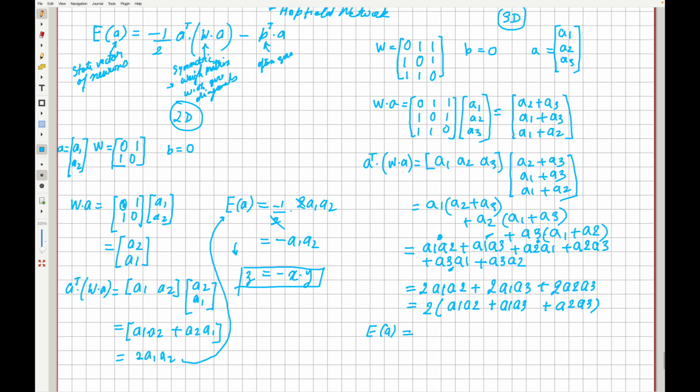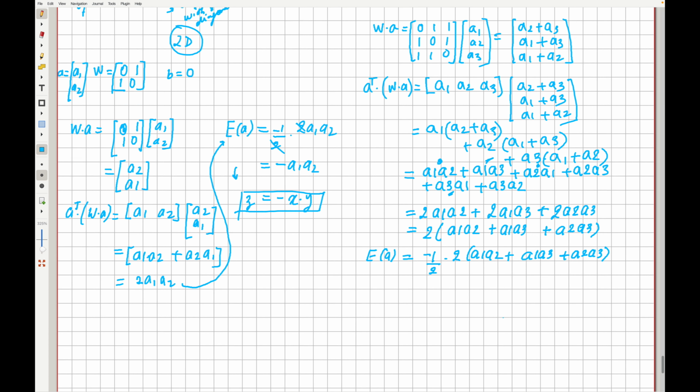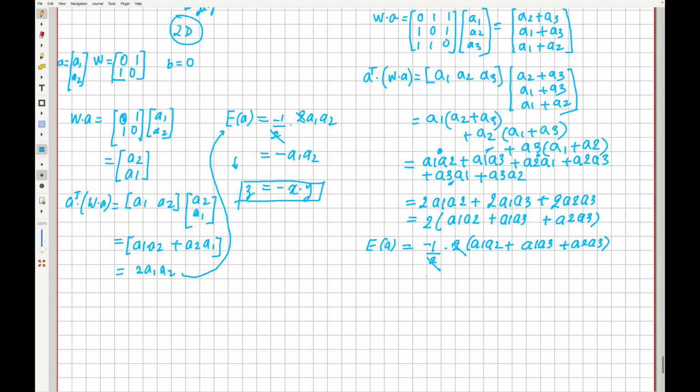When we put this in the equation to calculate E of A, that is the energy in the 3D case, we would have minus 1 by 2 into 2 times A1 A2 plus A1 A3 plus A2 A3, and then this 2 cancels out. So what we are left with is minus A1 A2 plus A1 A3 plus A2 A3.